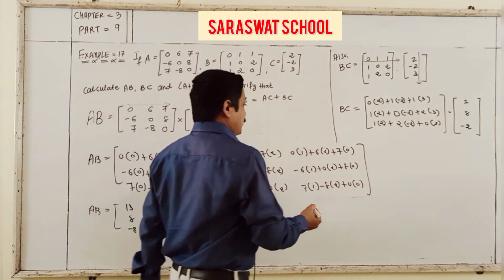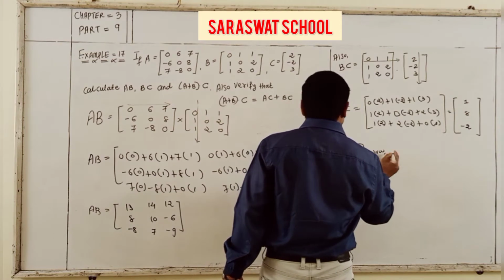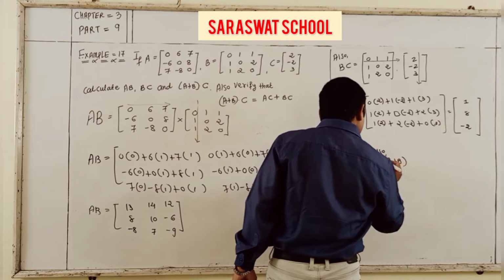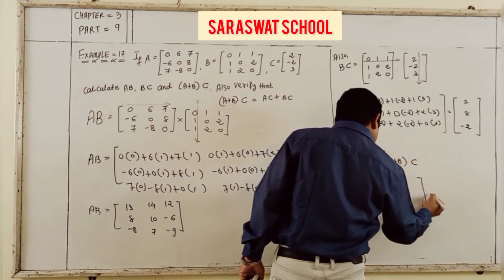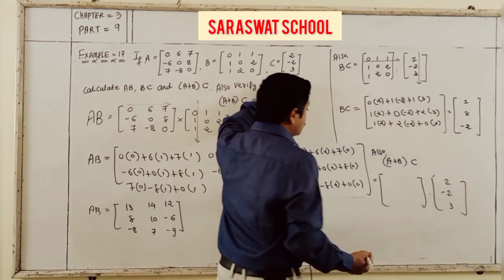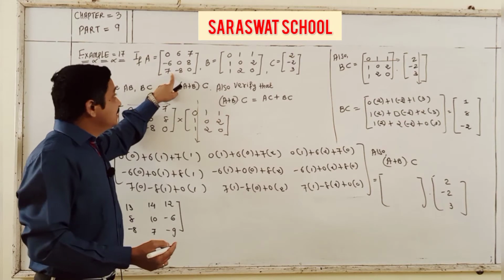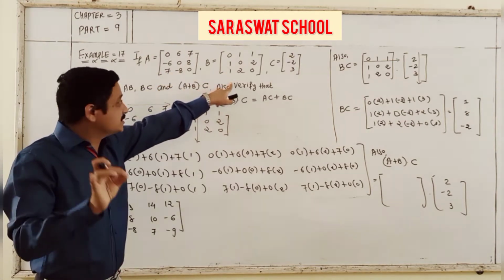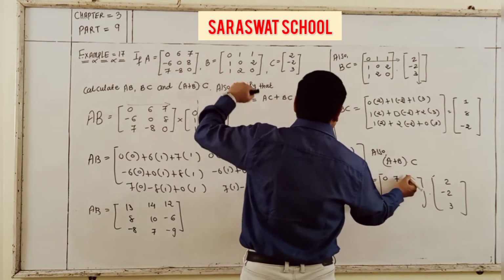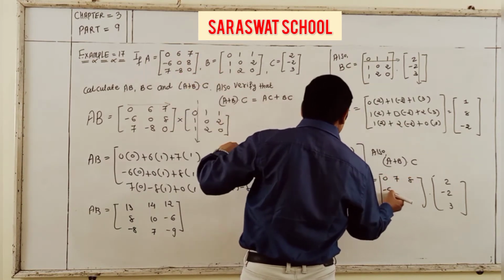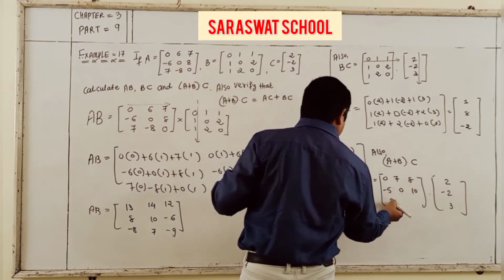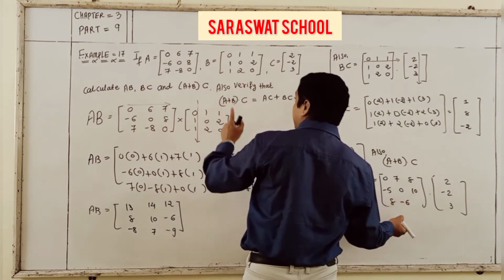So now, sorry, not LHS. Also, you will define that A plus B with C. Students, A plus B, you just directly add that. And C is ready: 2, minus 2, 3. And what is A plus B? This A, that B, only plus. So 0 plus 0 is 0. Now 7 plus 1 is 8, minus 5, 0 and 0, 8 and 2 is 10. Next 7 and 1 is 8, minus 8 minus 6 and lastly 0.